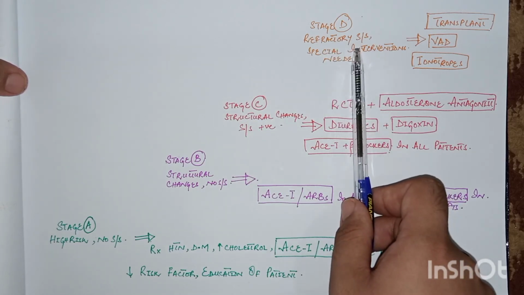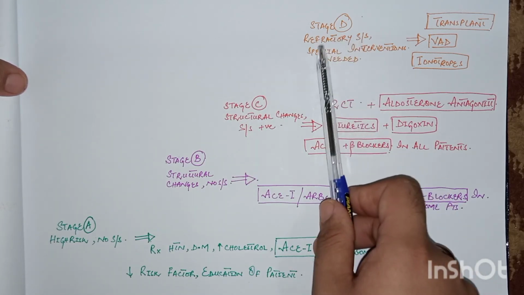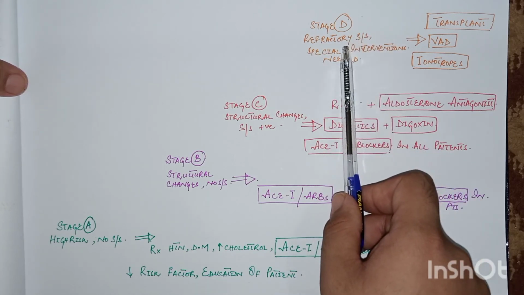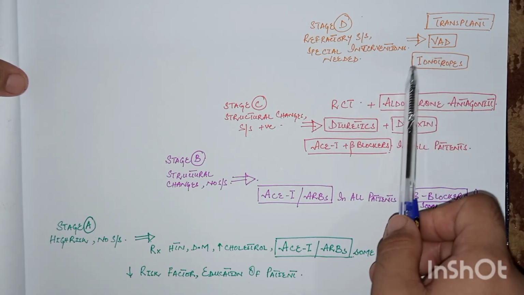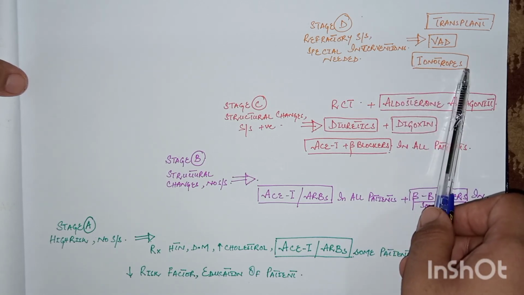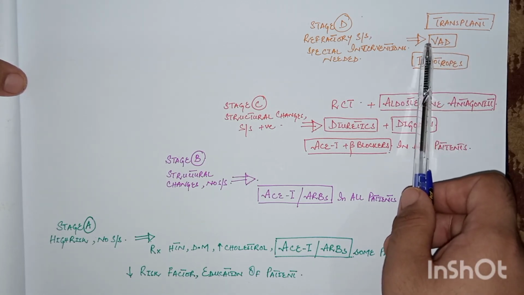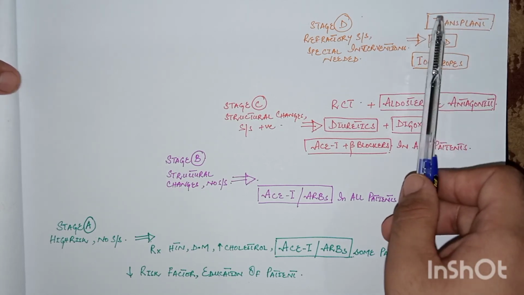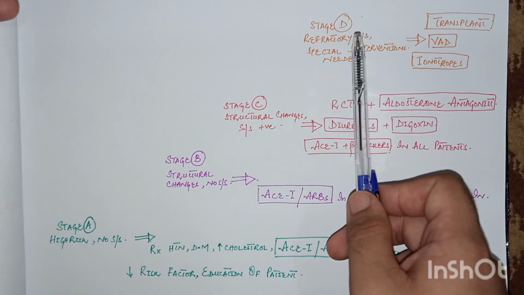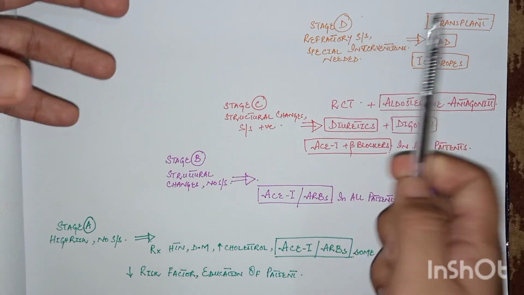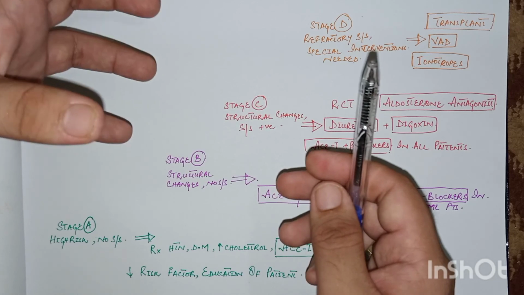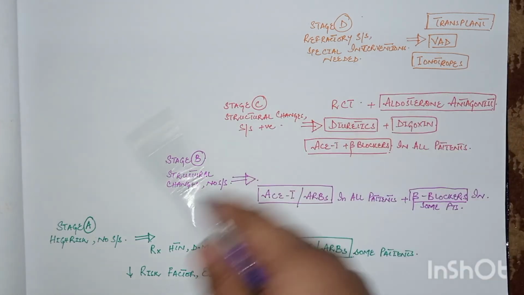In stage D, there are refractory signs and symptoms. Special interventions are needed in case of intractable congestive cardiac failure, like, along with all the drugs and positive inotropic agents, add ventricular assist devices, and the last option is transplant. So this was the summary of the management according to the American Heart Association classification. So we have completed congestive cardiac failure. Thank you so much for watching this video.